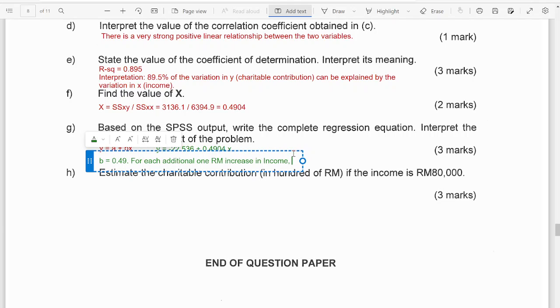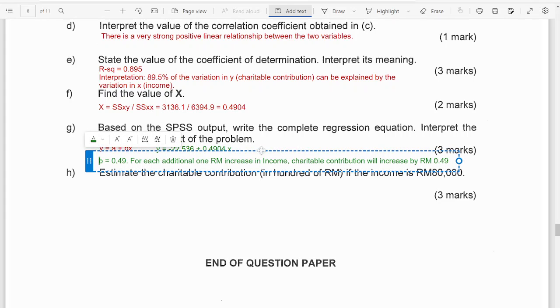and then y, so y is what? The charitable contribution, right? Charitable contribution will increase. Berapa nilai dia? 0.49 by RM 0.49. So this is how you write the answer.